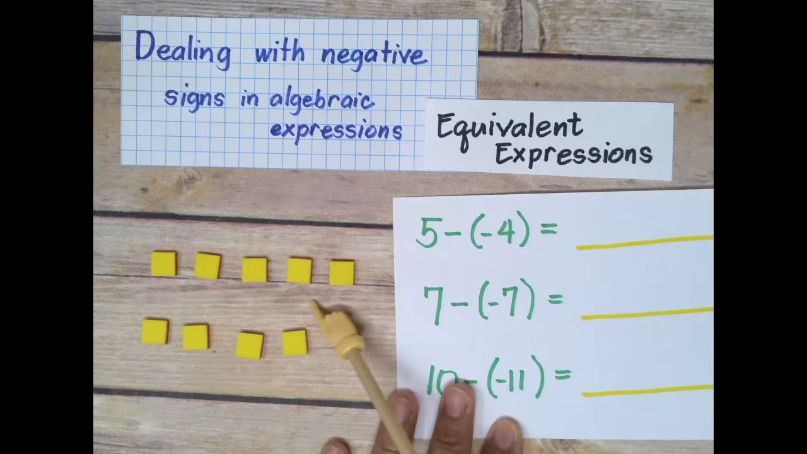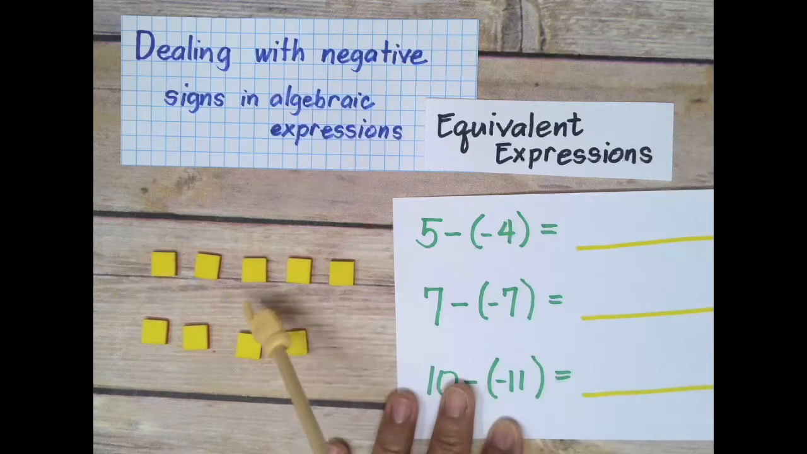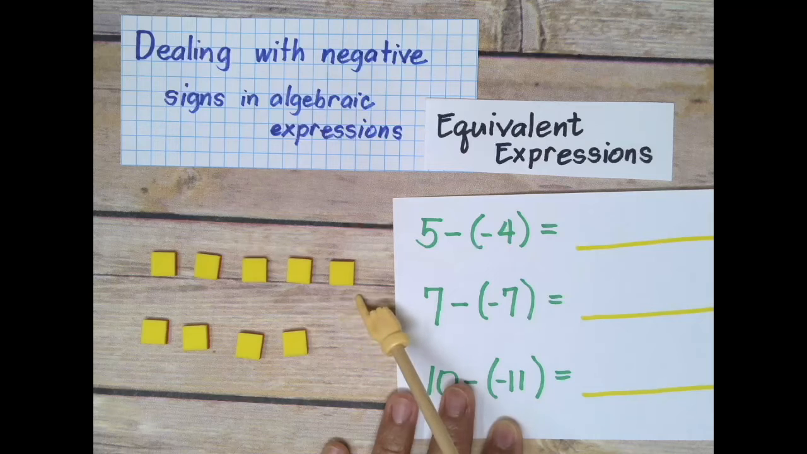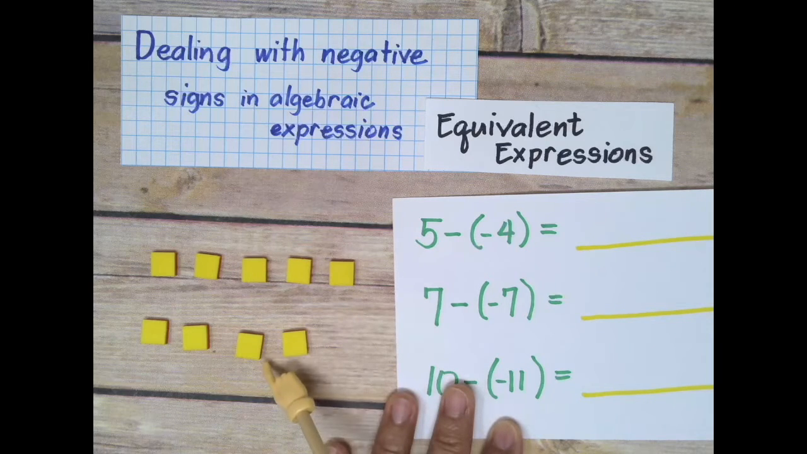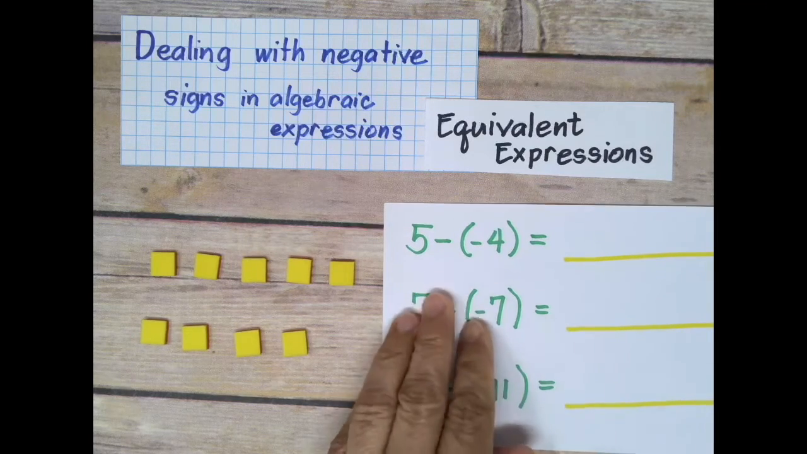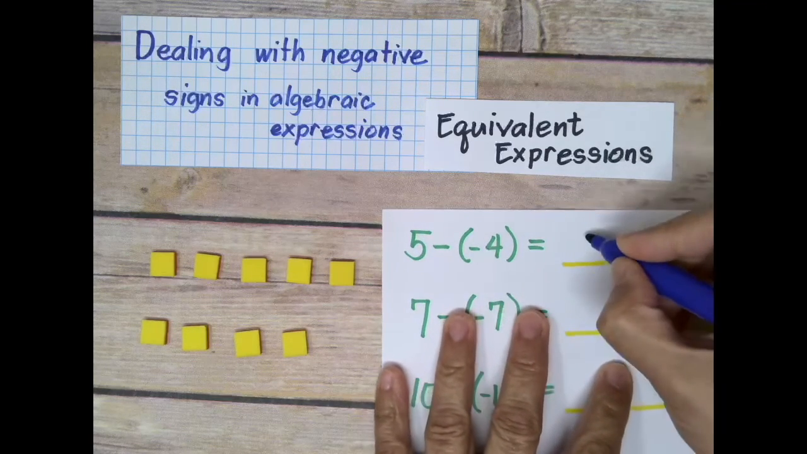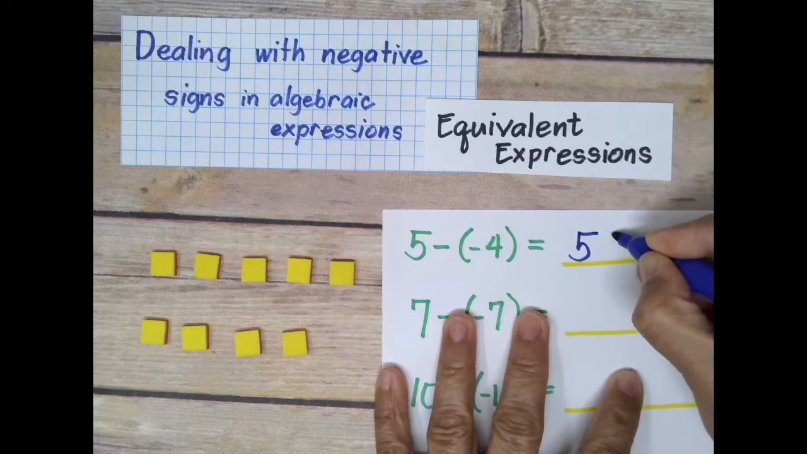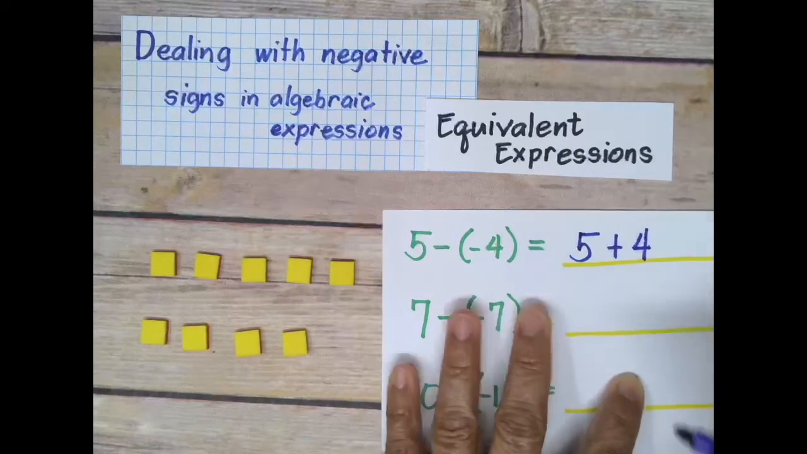So we have the first set of yellow squares. There are 5, and this represents positive 5. The second set has 4 squares, and this set represents positive 4. So 5 minus negative 4 is equivalent to 5 plus 4.